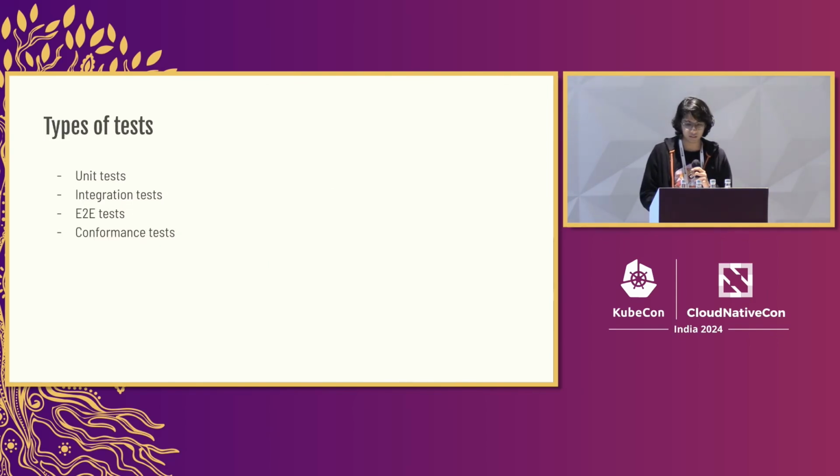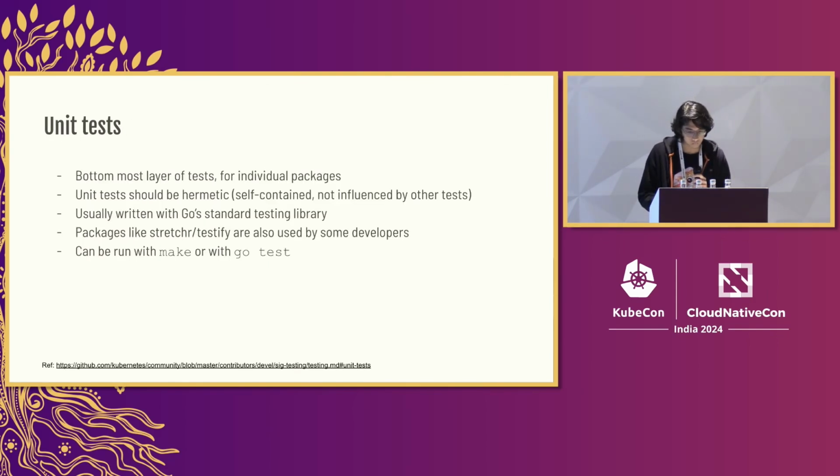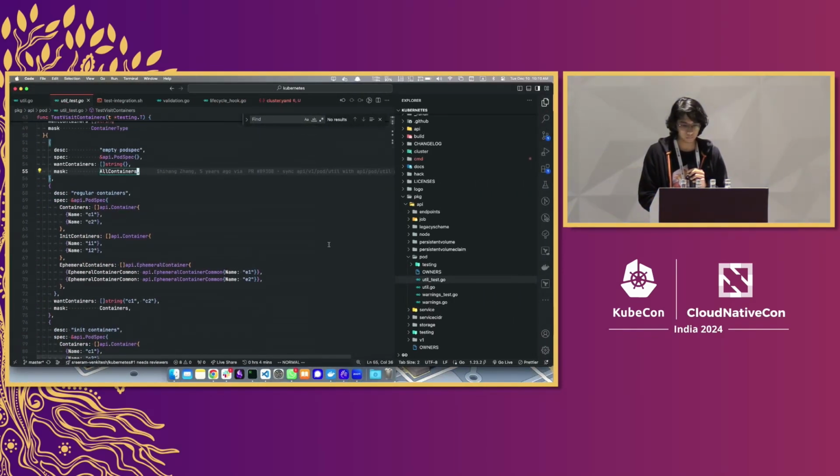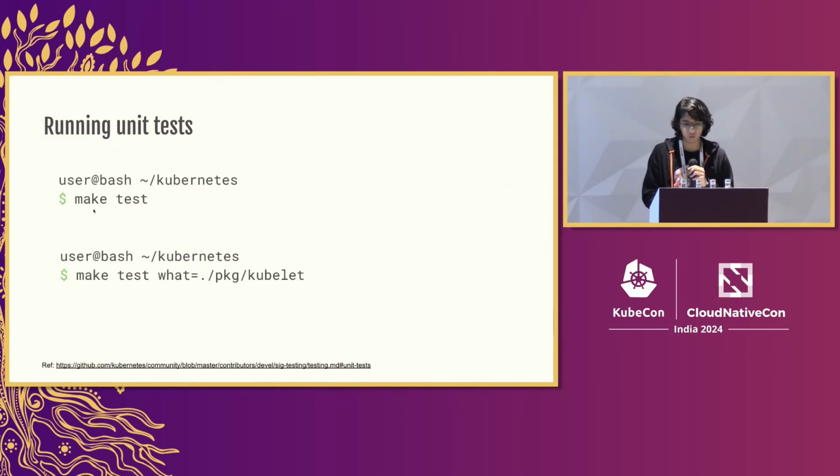We have unit tests for each individual package, and you can run these unit tests either using make, or you can run go test. From this point onwards, there are links at the bottom of the slides where you can read the entire documentation about each particular topic. You can run all the unit tests across the project using make test, or you can run the tests across a particular package.